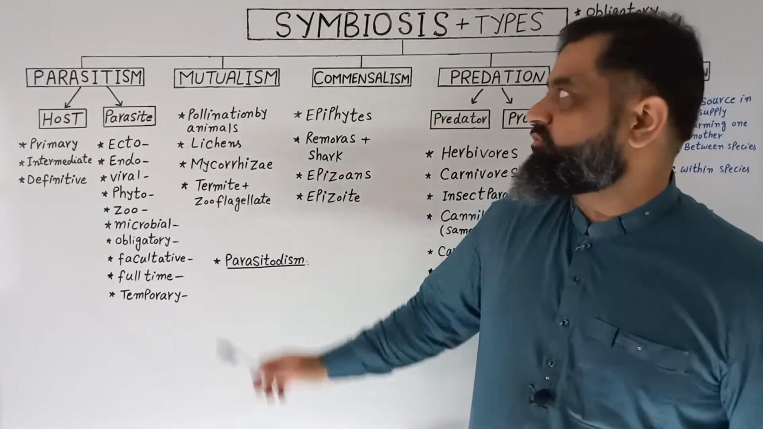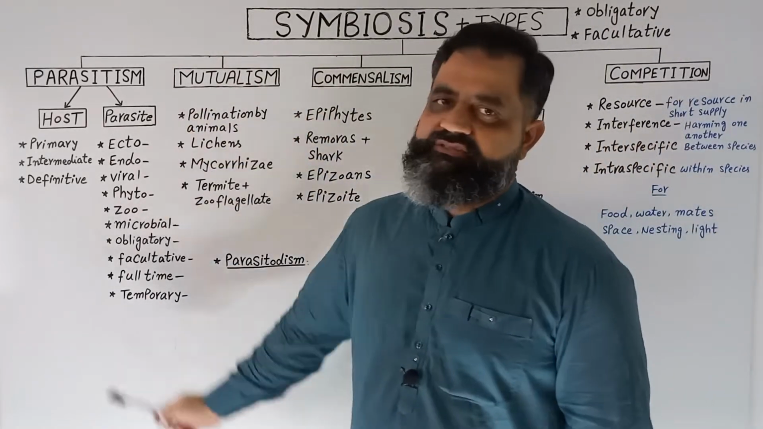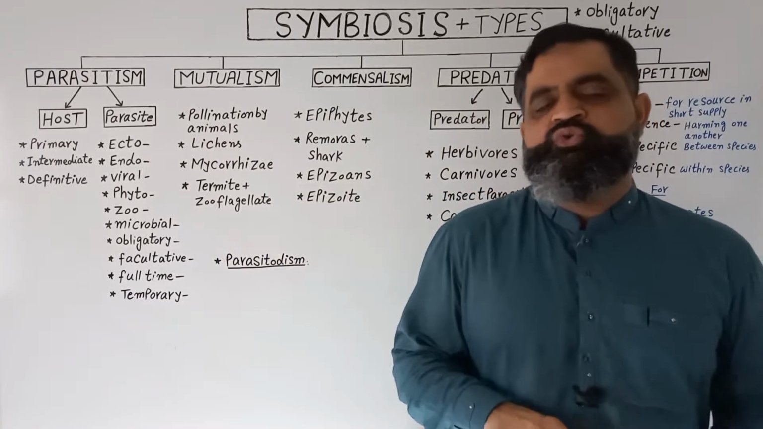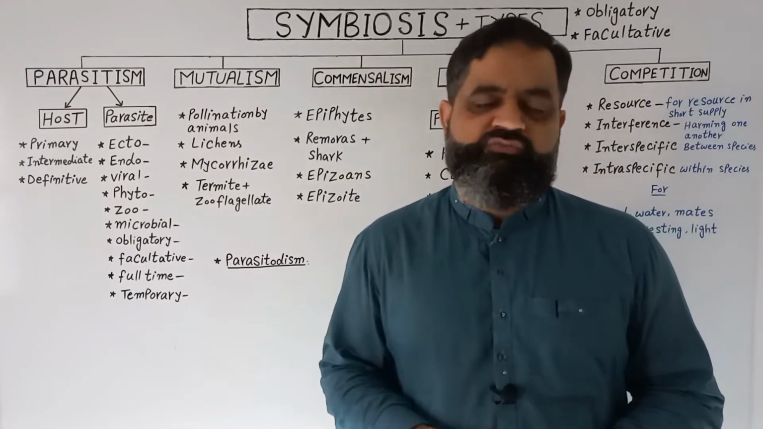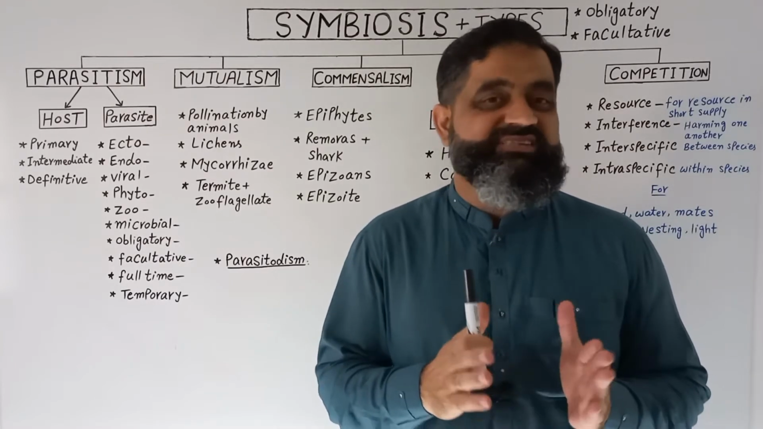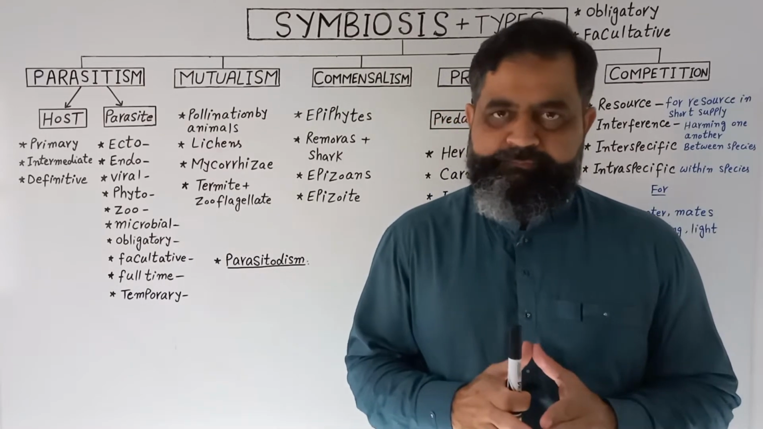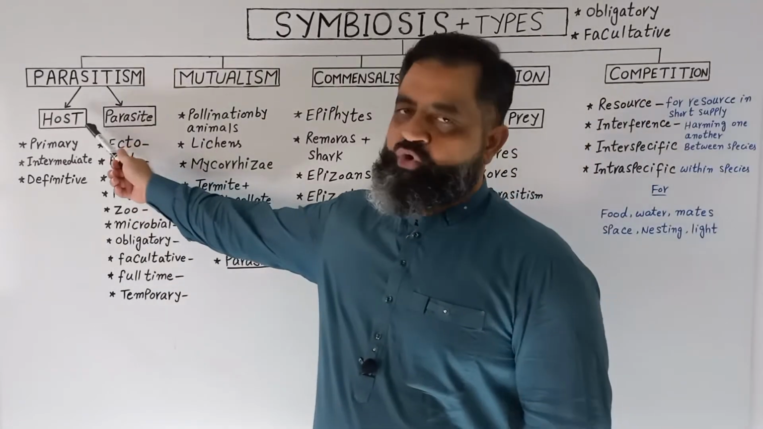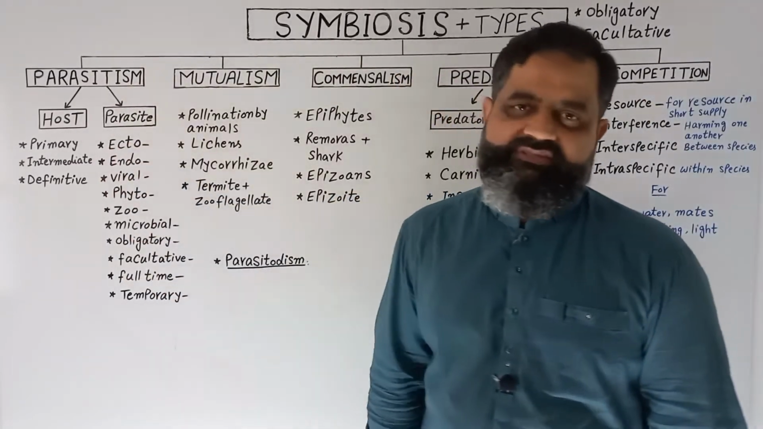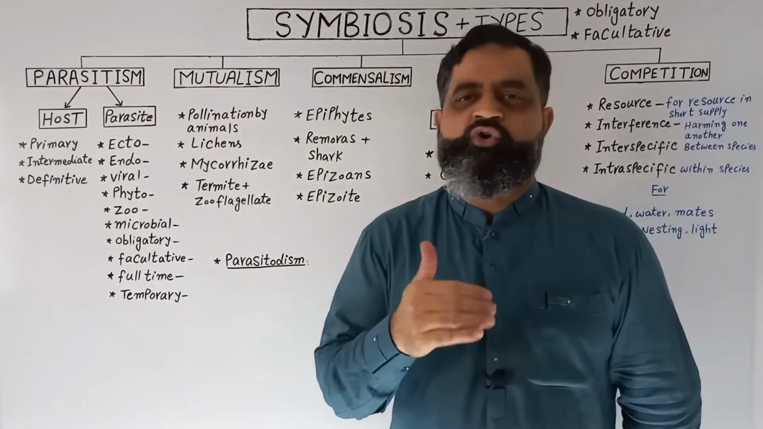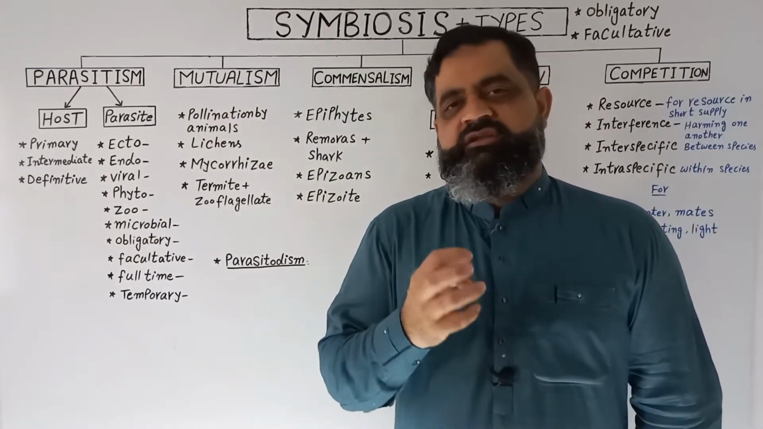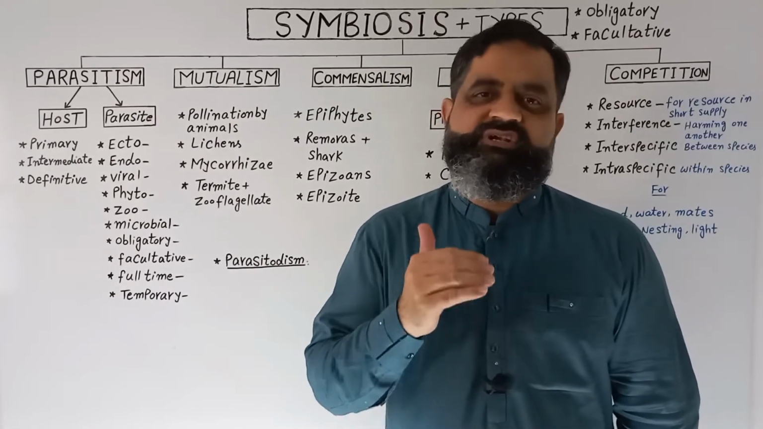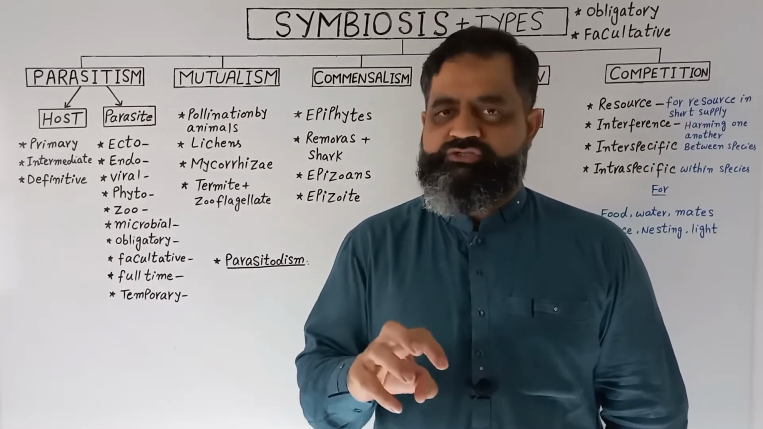So the first example of symbiosis is known as parasitism. Parasitism is a type of relationship in which two different species, two different types of organisms, live together, but this is a negative symbiotic type. In this type, one species is known as the host and the other species is known as the parasite. Parasites live on the body of the host, get food and shelter from the host, and sometimes may cause disease and may kill the host.